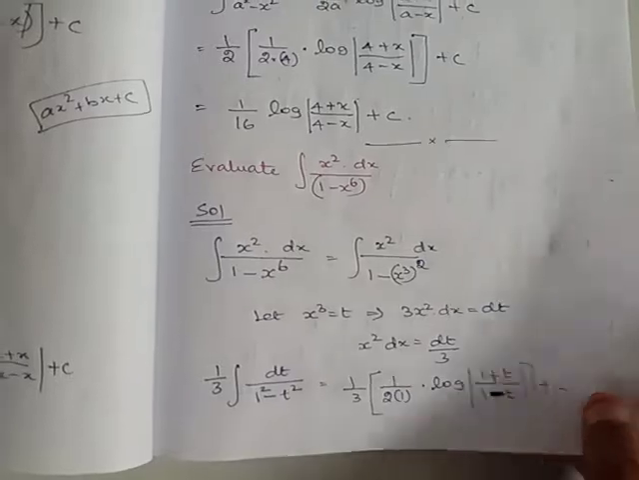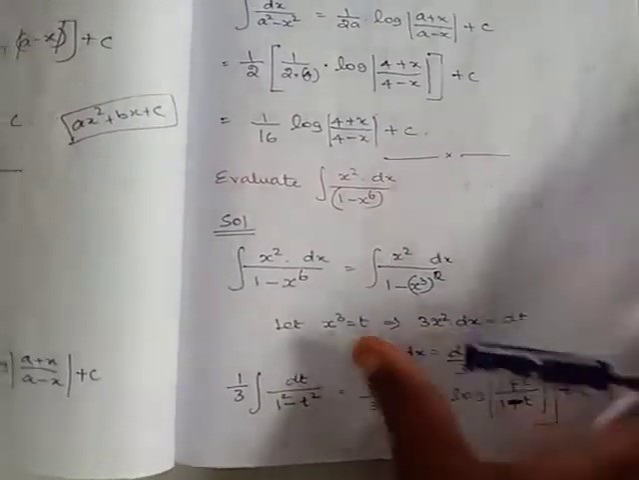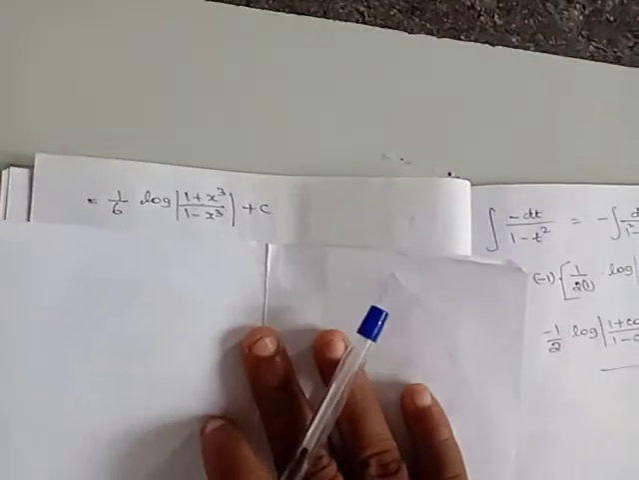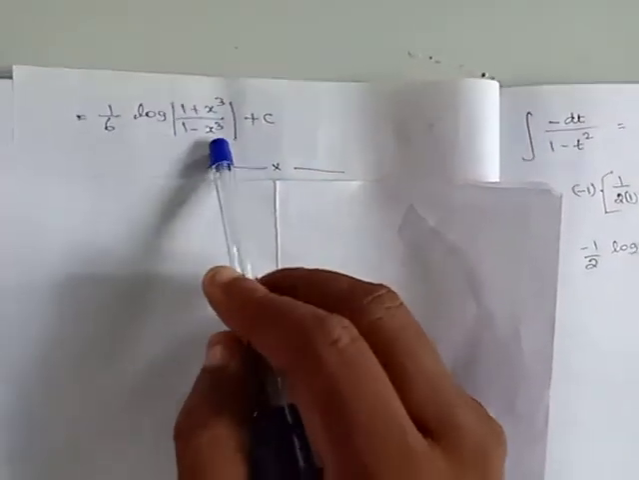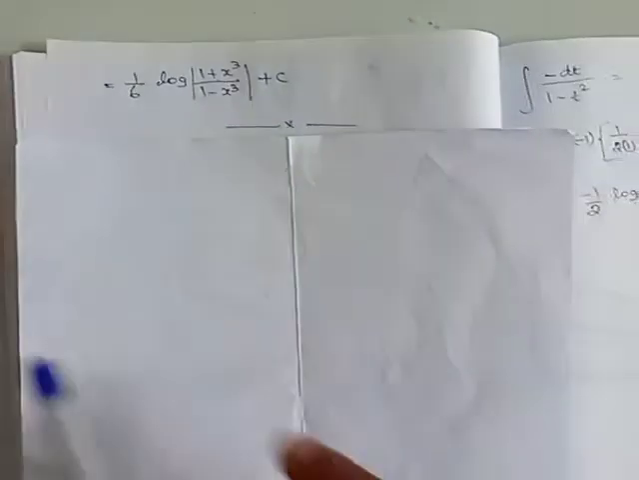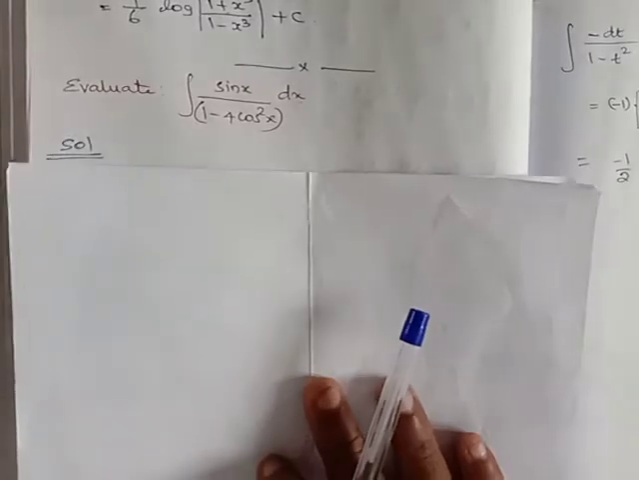We substituted the corresponding values there. After that, in place of t we must substitute x cube. When we substitute x cube, we get the final answer. This problem is the combination of the substitution technique as well as this special integral type. Now we move on to the next question.